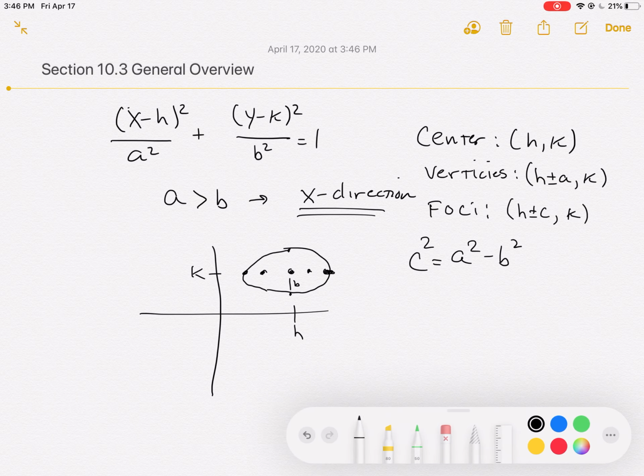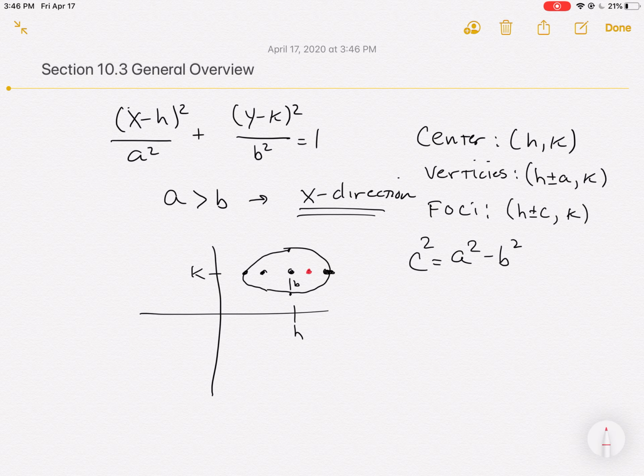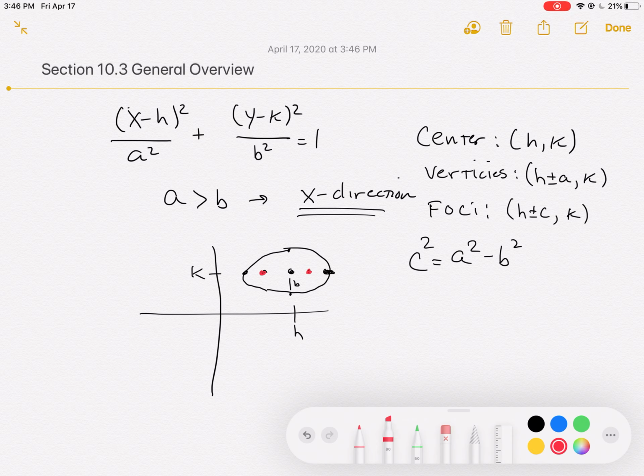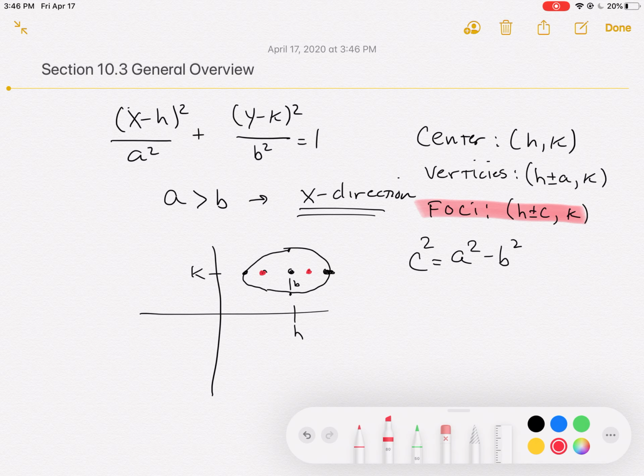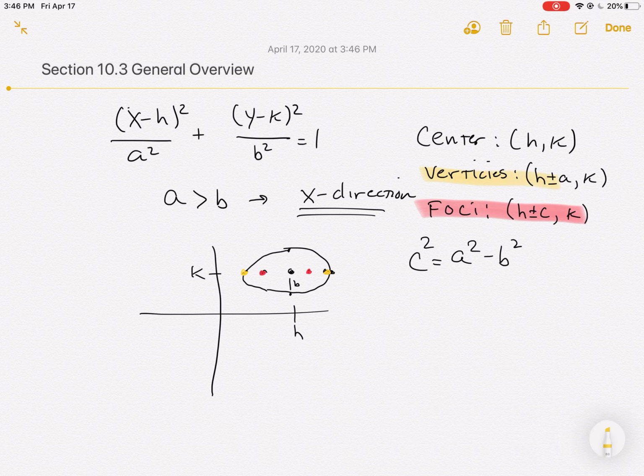So let me do some highlighting. I'm going to put my focus points in red, right, or my foci in red, and I'm going to come through and highlight also in red, so those match up. My vertices I'm going to come in and put in yellow. Right, just come right on top, and those vertices are gotten by this guy right here, and the center was given to us in the very beginning. So that's what it's going to feel like.